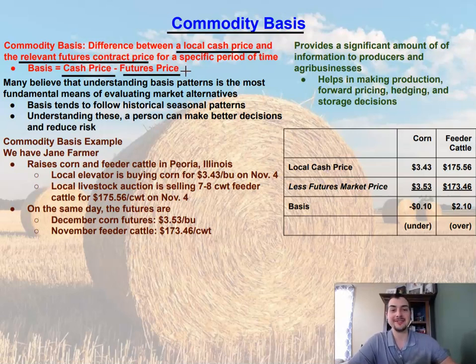Well, why is this important? The commodity basis provides a significant amount of information to producers and agribusinesses. It helps in making production, forward pricing, hedging, and storage decisions. In fact, many people believe that understanding basis patterns is the most fundamental means of evaluating marketing alternatives. Bases tend to follow historical patterns, and by understanding these, a person can make a better decision and reduce their price risk.